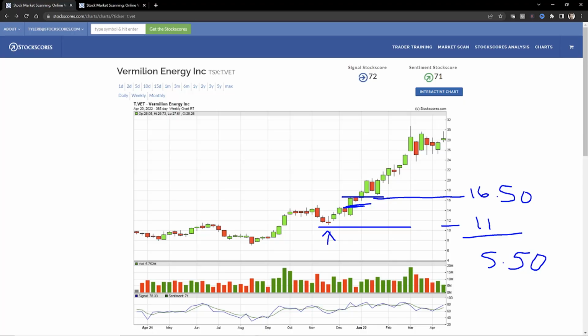So in the case of Vermilion, VET, we're buying here, our stop is there, and as it goes up, we are earning some multiple of risk, which we call our risk-reward ratio.